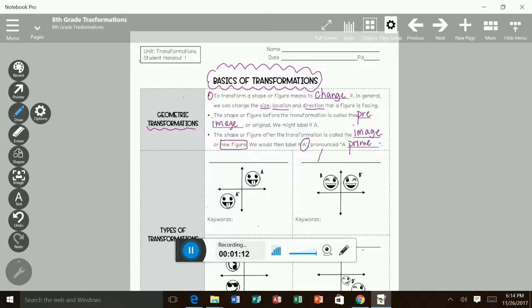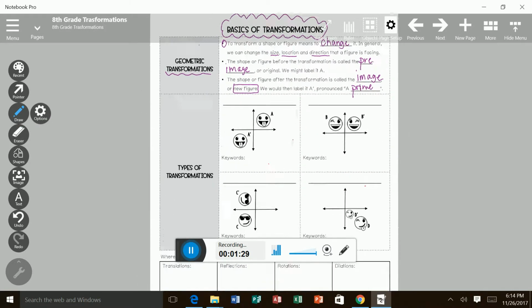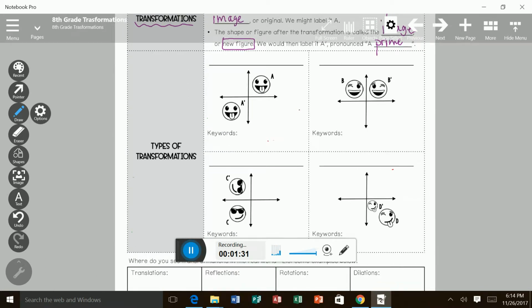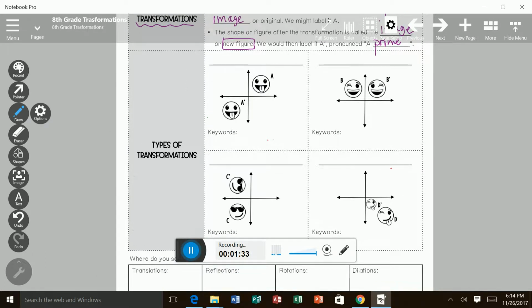The prime stands for this little tilde right here. Okay, this right here is a tilde. And we call it prime. And it's real important to label these when we're doing them so you know which is which. We have 4 basic types of transformations. Let's look at the first one right here. Here's your types of transformations. There's 4 of them. Our first one is a translation.